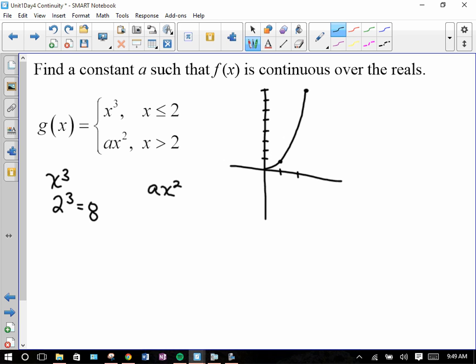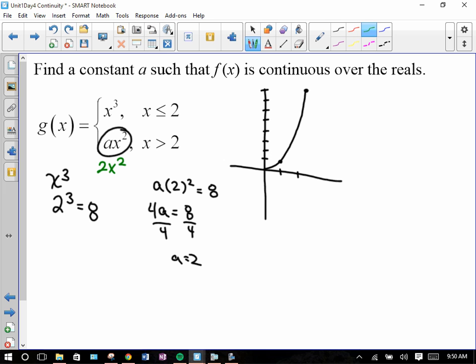So actually, I know even a little more. I know at x equals 2 this needs to be equal to 8. So I have a times 2 squared is equal to 8. 2 squared is 4, so 4a equals 8. Divided by 4, I get a equals 2. So 2 has to be equal to a. So really what this should be saying is 2x squared.